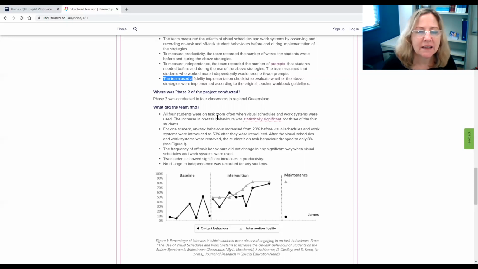And this particularly relates to the fidelity of visual schedules, because often teachers will tell us that they have a visual schedule and they've used them. But if we drill down into how they're using them, and that's what this research showed, there are some key elements that are perhaps missing. And that's what we talk about when we mean fidelity. Is this intervention being used as it was intended to be?